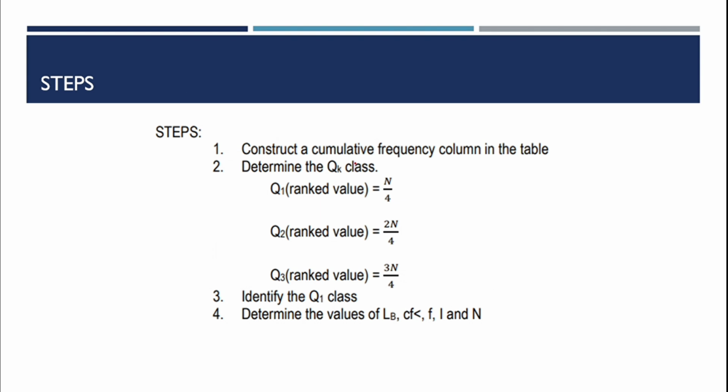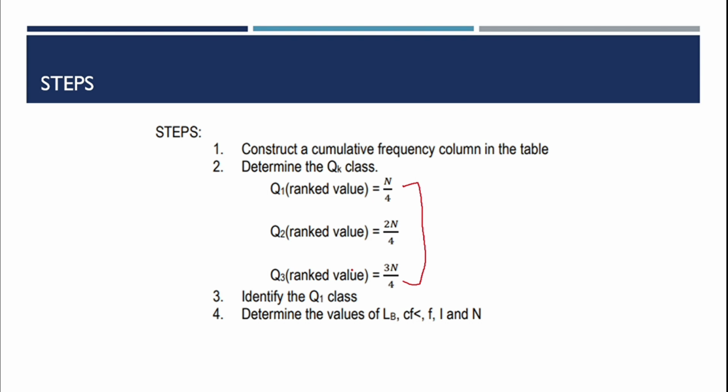Steps in finding the quartile: construct a cumulative frequency column in the table. This is the less than cumulative frequency, starting with the lowest class and adding it successively to the next class for the frequencies. And determine the Qk class. How to determine the Qk class? These are the formulas in finding the Qk class.